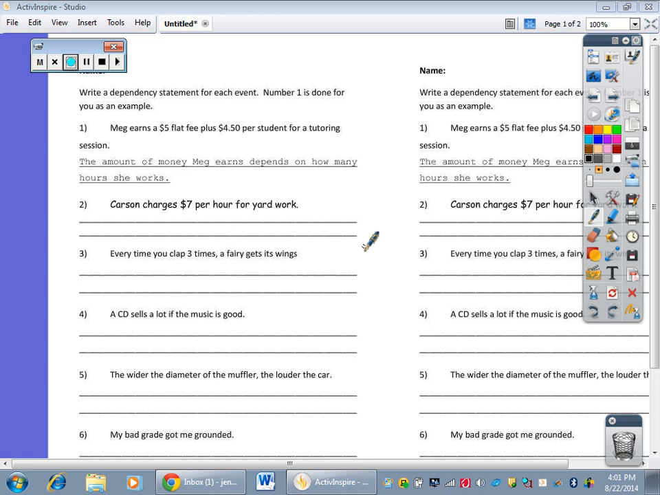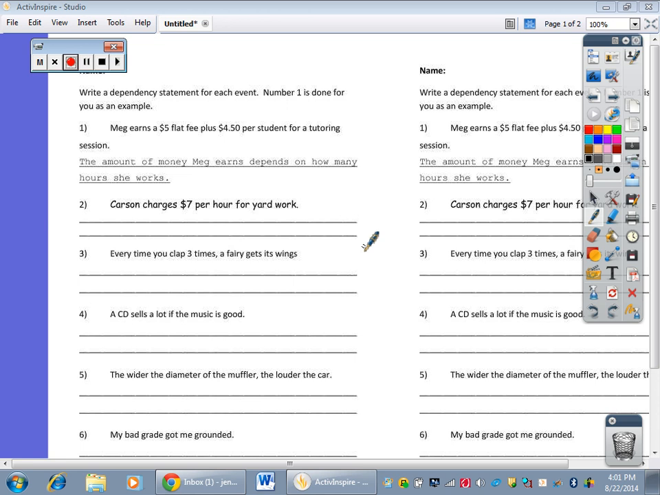Keep in mind that today in class we talked about the fact that a parent would be considered an independent variable. Their child would be considered a dependent variable. A child depends on or needs the parent in order to exist. So in each of these scenarios, you have to decide which one's dependent so that you can write the dependency statement. Okay? The dependent variable depends on the independent variable.